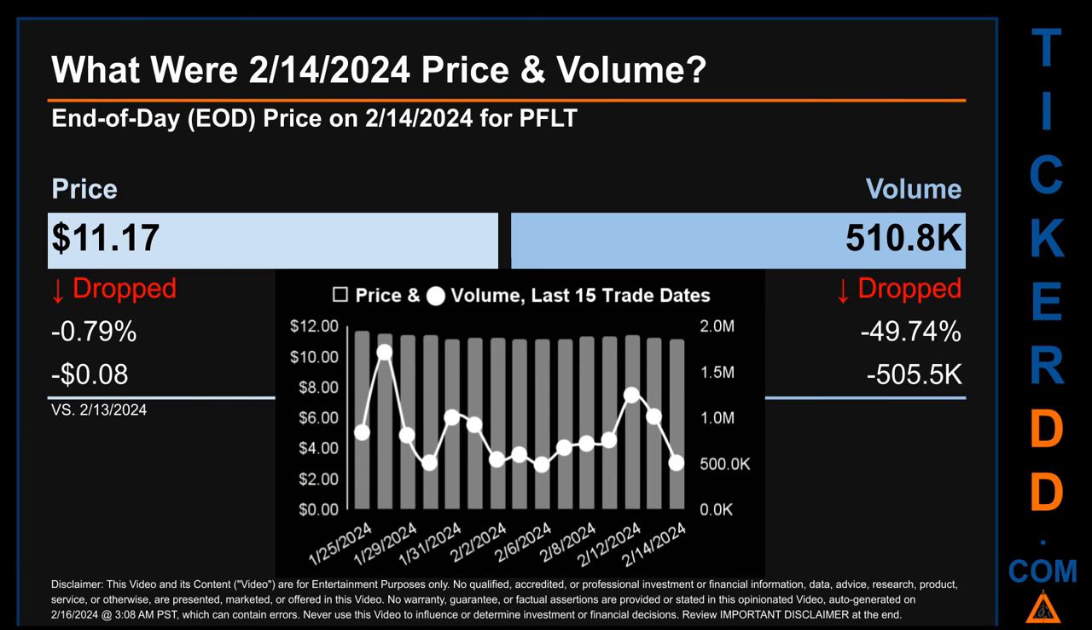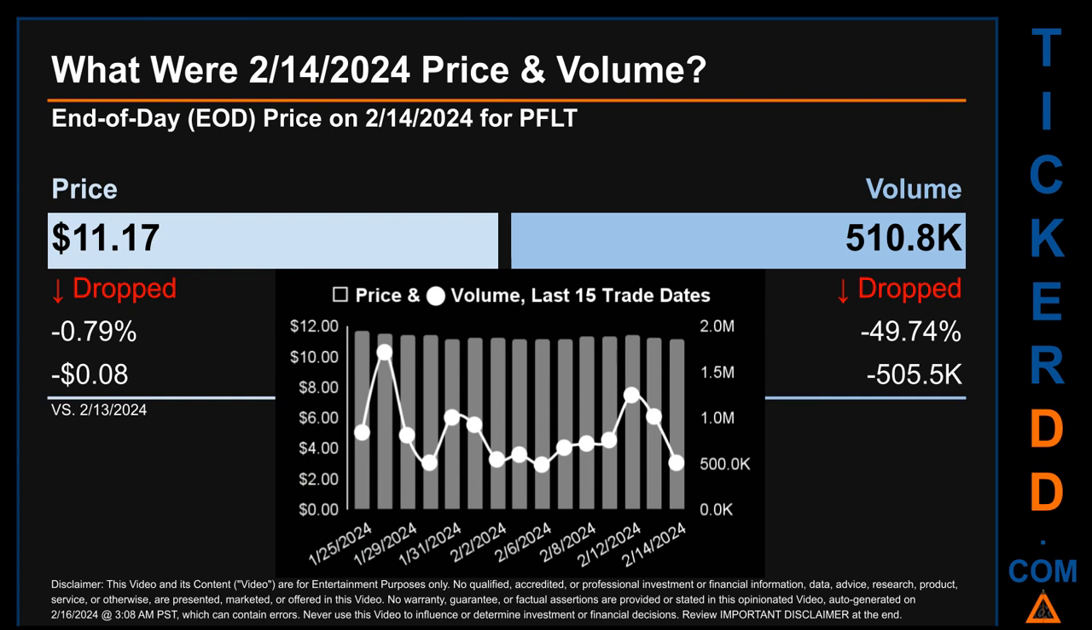What was end of day price and volume for PFLT? On Wednesday, February 14, 2024, PFLT had an end-of-day price of $11.17 and volume of about 510.8 thousand. Compared to the previous trading day, the price dropped 0.79%, losing 8 cents, while volume dropped 49.74%, decreasing about 505.5 thousand. The graph shows price and volume for the last 15 trade dates.